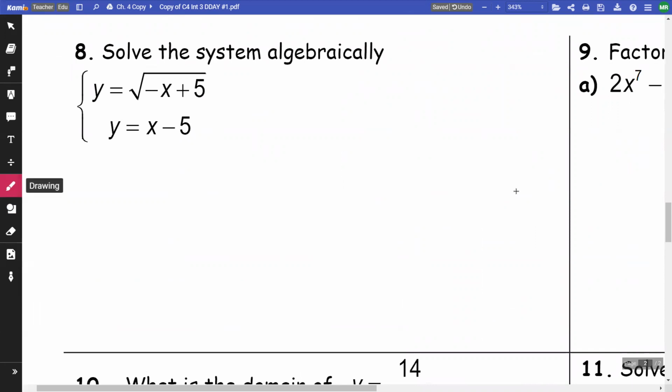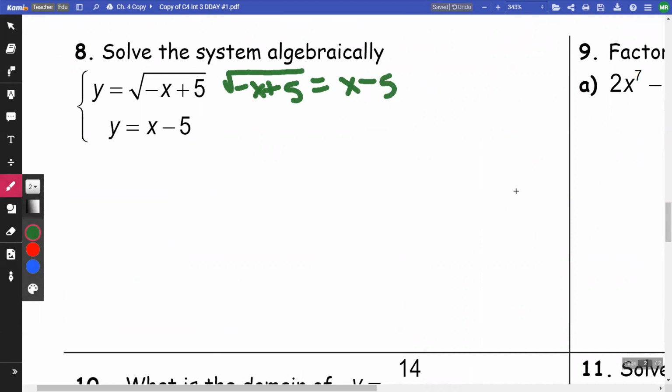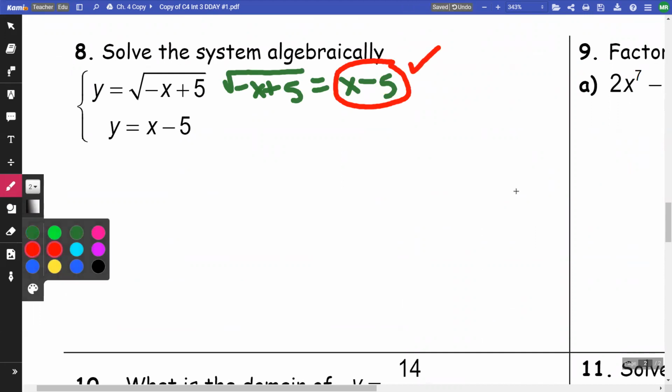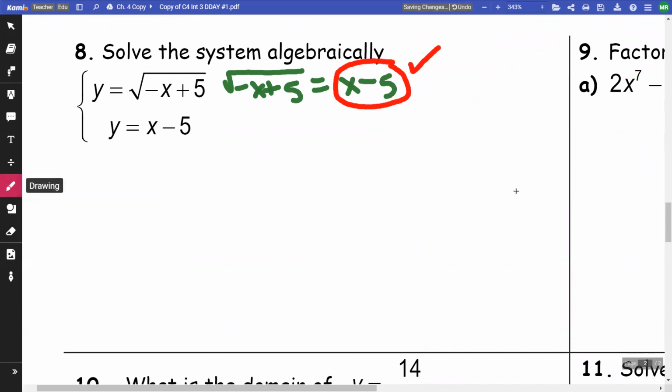Okay, on the next page. Okay, so we have a system of equations. We're going to use equal values. So I'm going to take the square root of -x plus 5 is equal to x minus 5. And what I need to remember is this right here. I need to make sure at the very end to check, because I cannot have the principal root of a square root being a negative. Okay, so I'm going to check my answers.